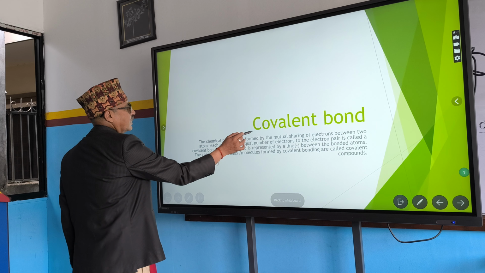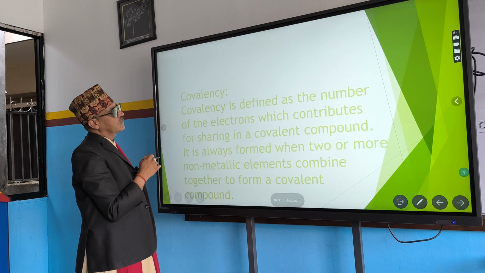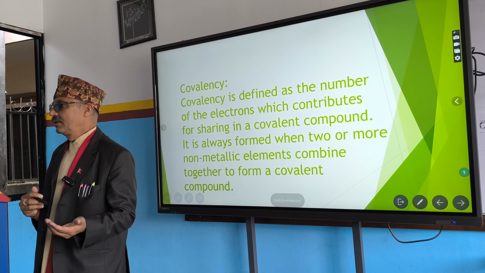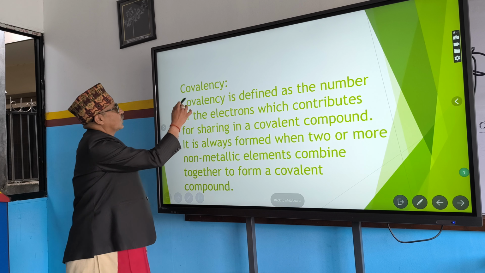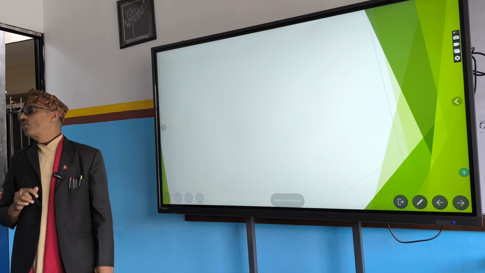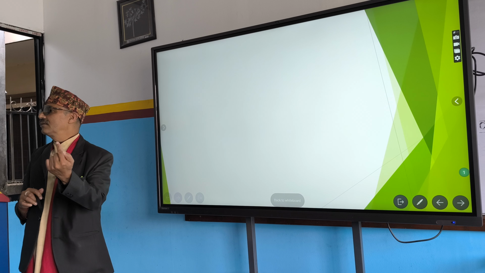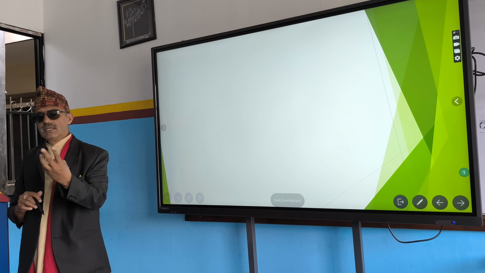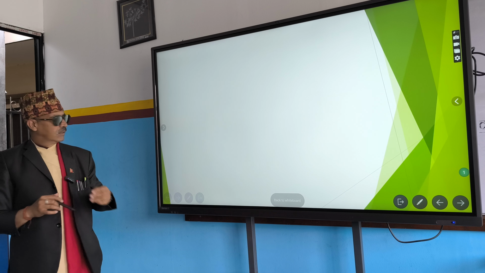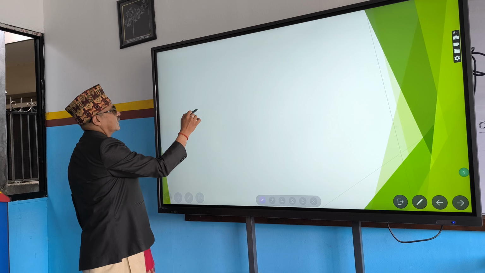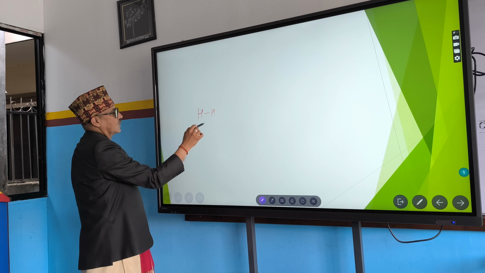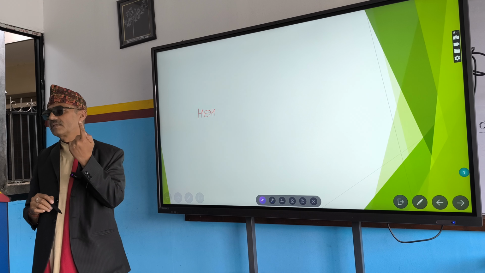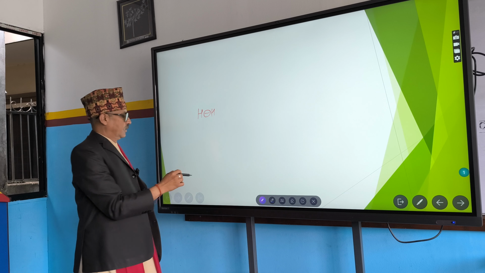Next, during the formation of a covalent bond, some number of electrons are shared. How many electrons are shared is called covalency. If one electron is shared, covalency is 1. If two are shared, covalency is 2. If three are shared, covalency is 3. For example, if I write H single bond H, how many electrons are shared? One. The covalency of hydrogen is 1.